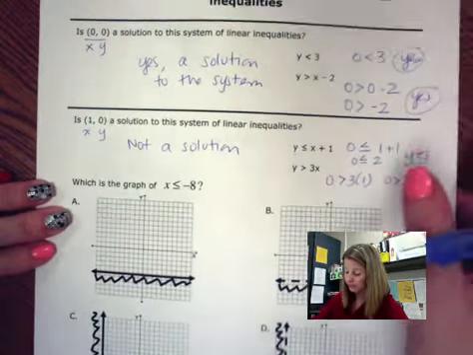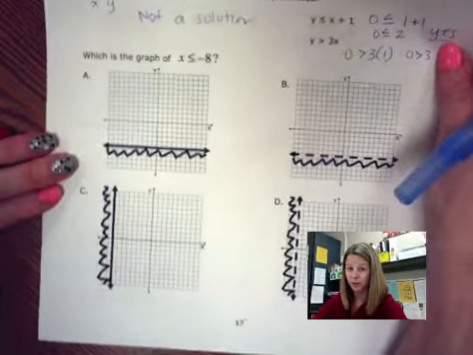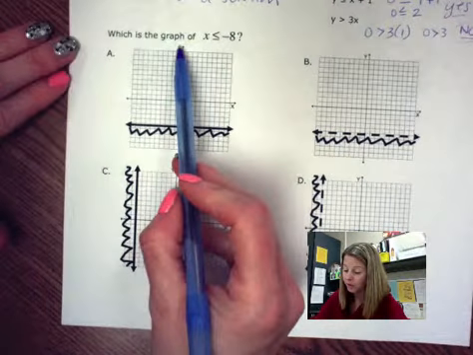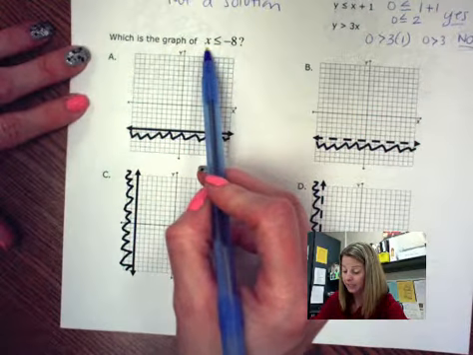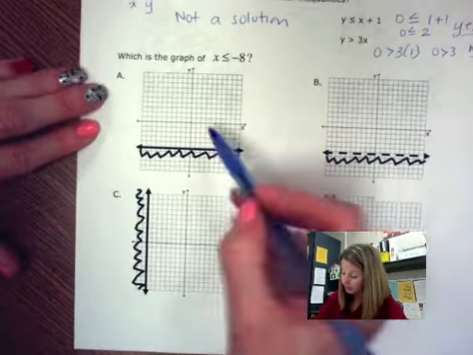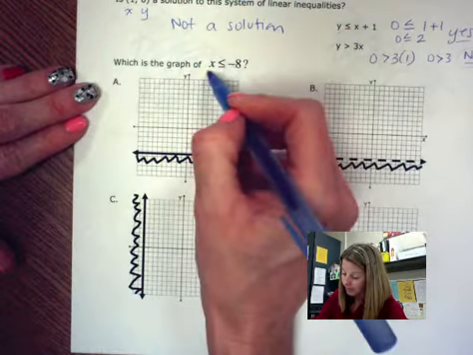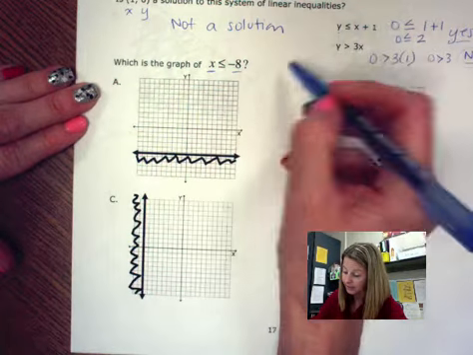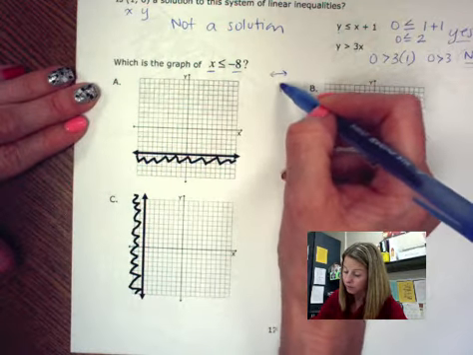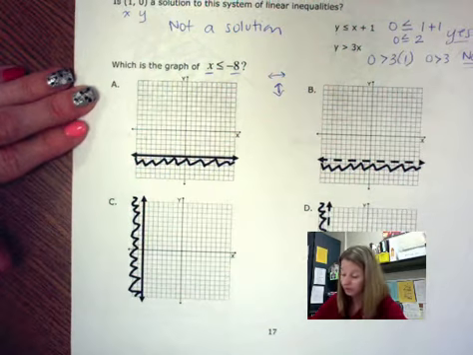All right, and the rest of this is just a variety of questions throughout the unit. Which is the graph of x is less than or equal to negative 8? So some key elements. First of all, x compared to a number. Is it a horizontal line or a vertical line? And it is a vertical line.